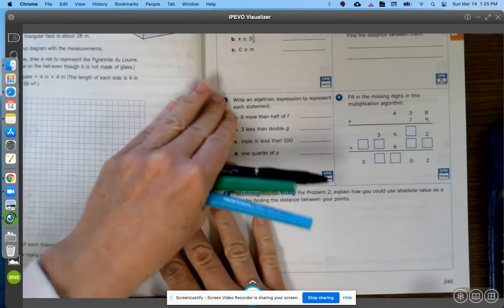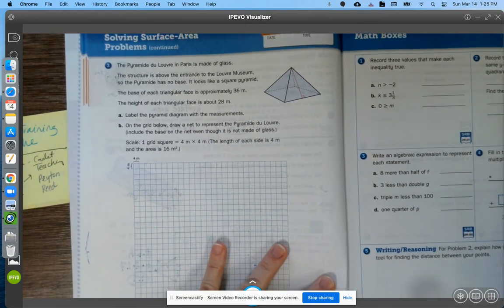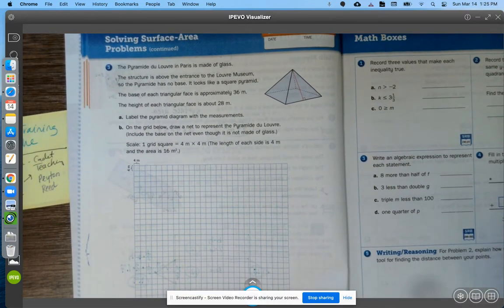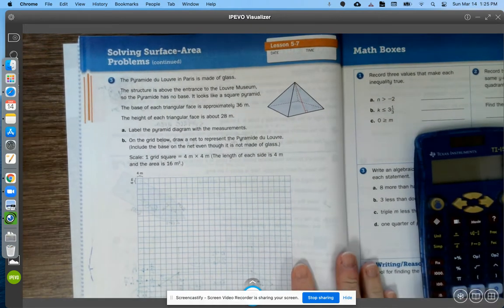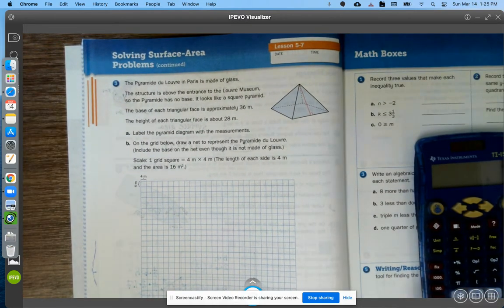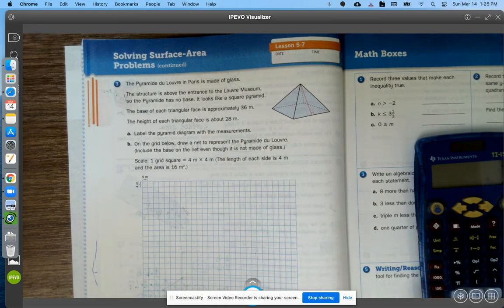So we have one more shape here that we're going to do, and this one is a pyramid, a square pyramid, I believe. So let's go ahead and read about this one. It says the Pyramid de Louvre in Paris is made of glass. The structure is above the entrance to the Louvre Museum. So the pyramid has no base. It looks like a square pyramid.